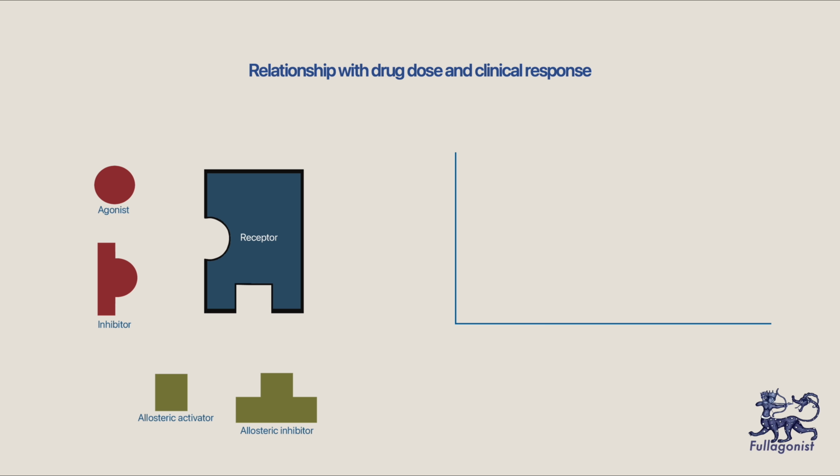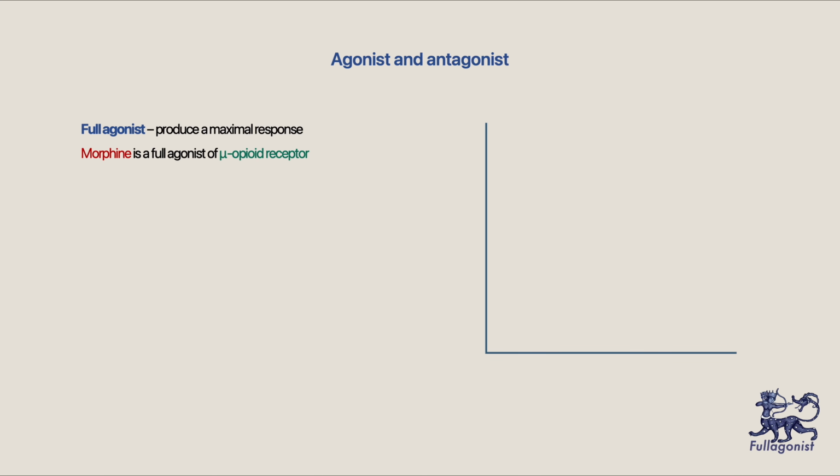Antagonist is when binding to the receptor is not associated with the response. Allosteric activator binds to the receptor at a different site. Allos means other. Allosteric inhibitor also binds at the receptor at a different site. We have three types of agonists: full agonist, partial agonist, and inverse agonist.